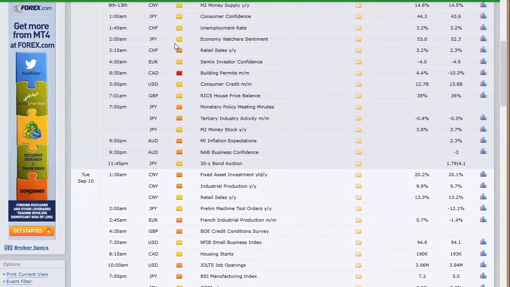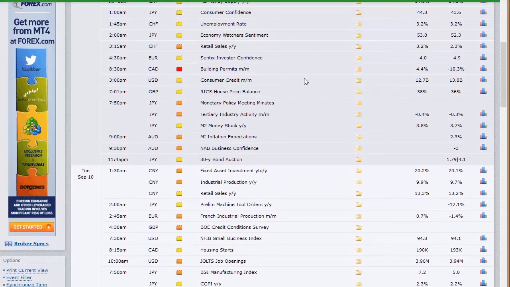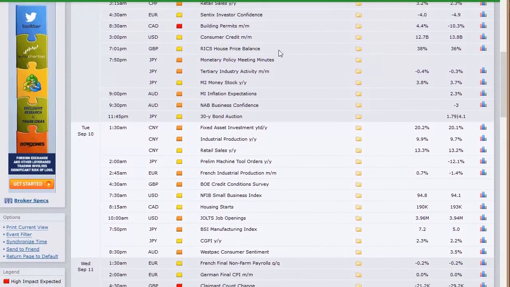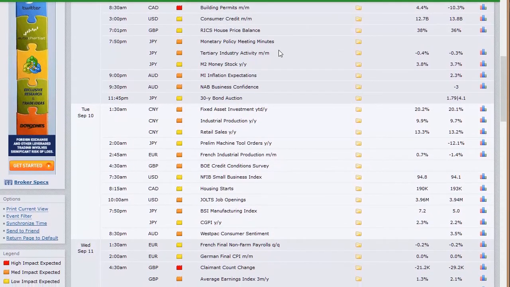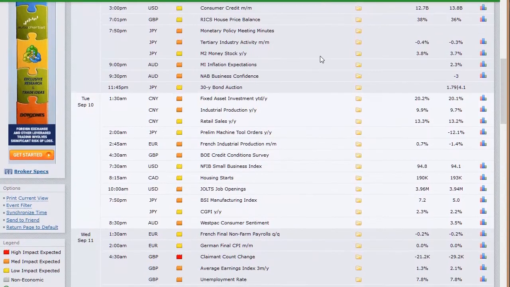Consumer confidence out of Japan, Switzerland's unemployment rate, economy watchers sentiment out of Japan, retail sales out of Switzerland, Sentix investor confidence out of Europe, building permits out of Canada in the morning, Monday morning. No data out of the U.S. until 3 p.m. Eastern Time, consumer credit in the afternoon. We've got monetary policy meeting minutes out of Japan that night. It's Monday night, along with M2 money stock.